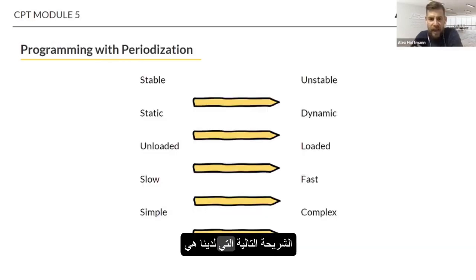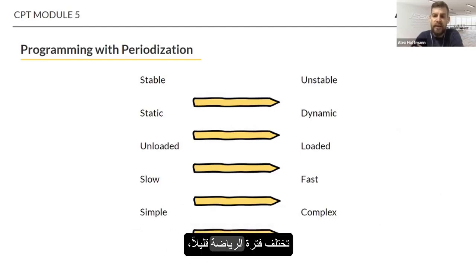The next slide that we have is programming with periodization. So here you can see a few of the things that I just outlined, right? Periodization always starts simple and then progresses to a little bit more dynamic for clients, especially when we're talking about general clients that we have.